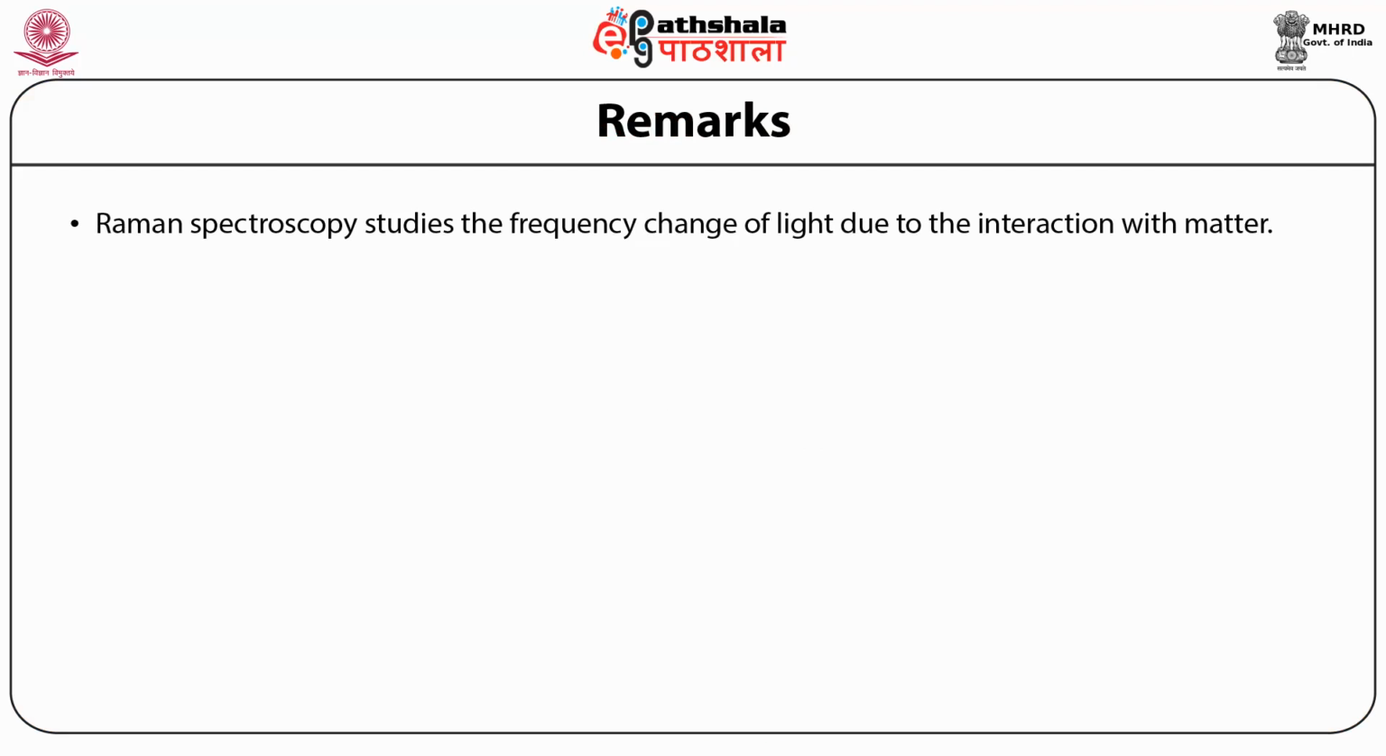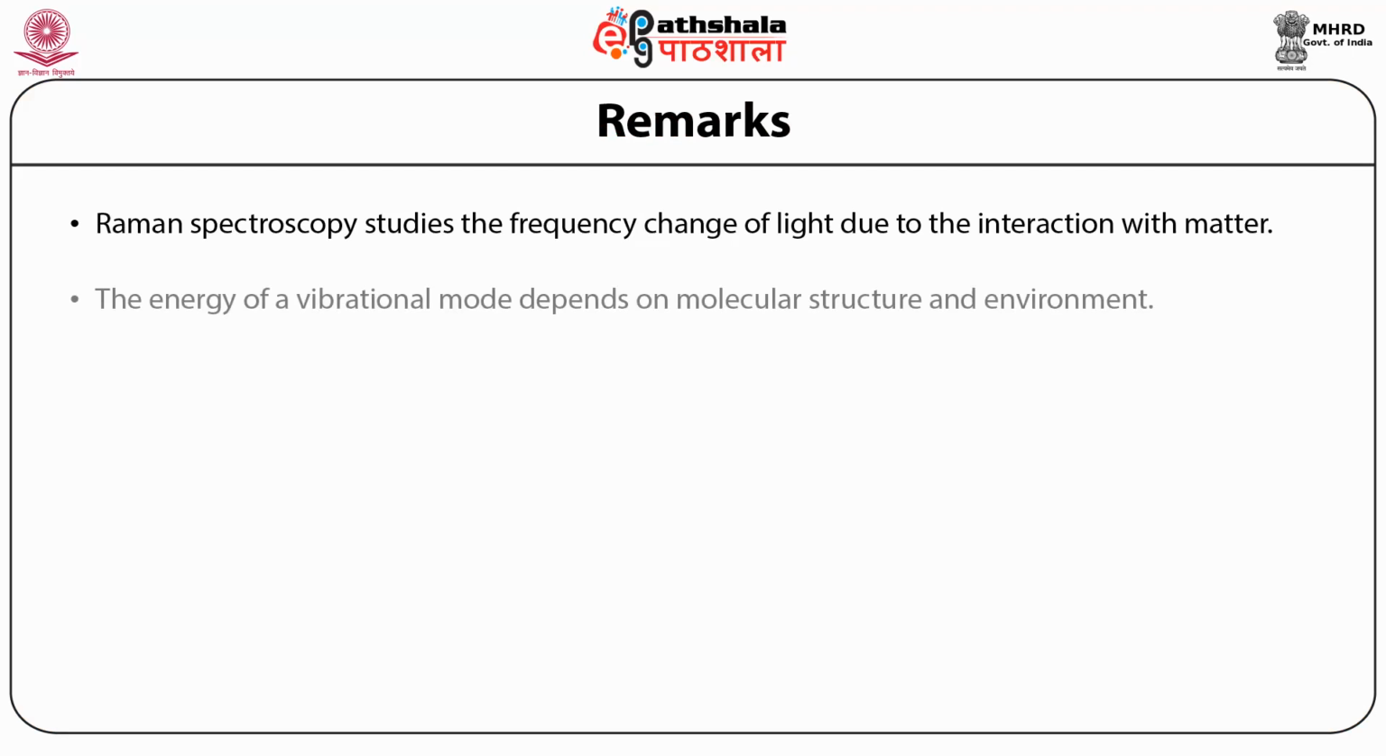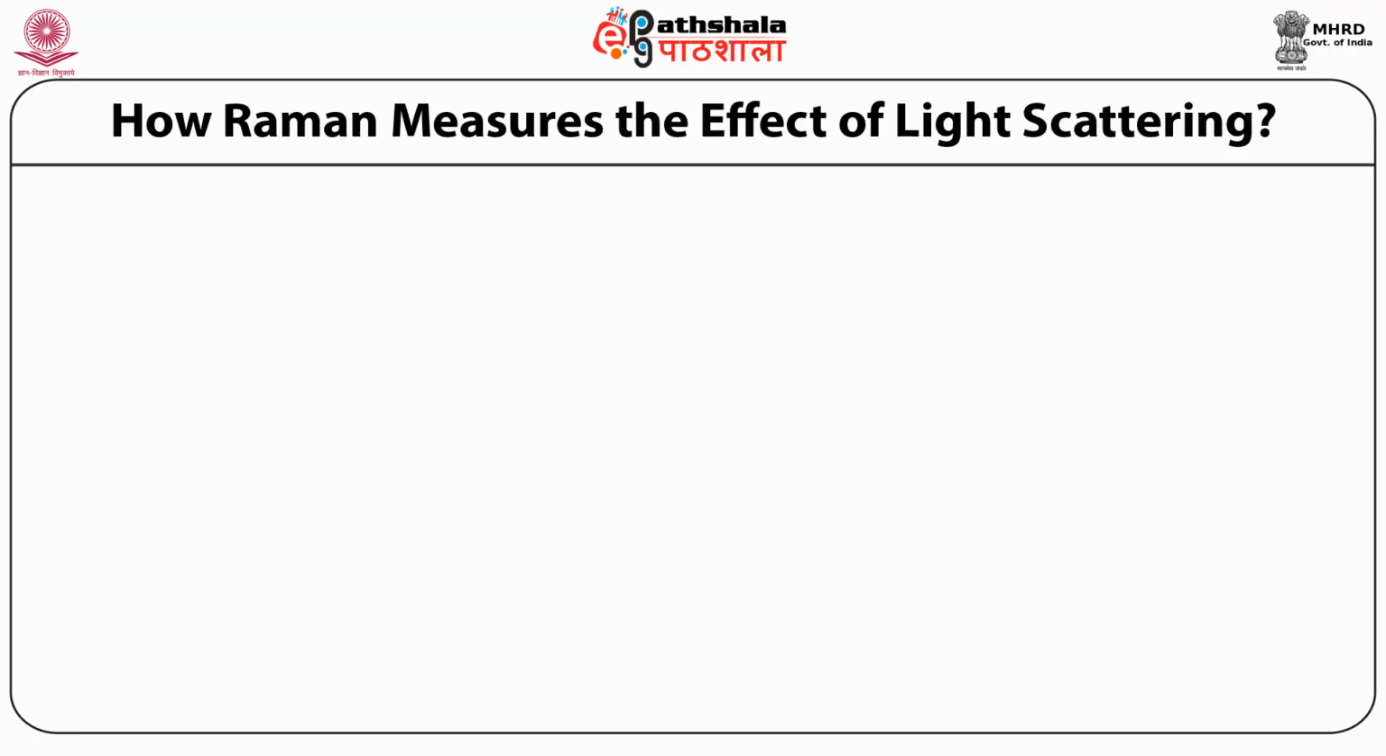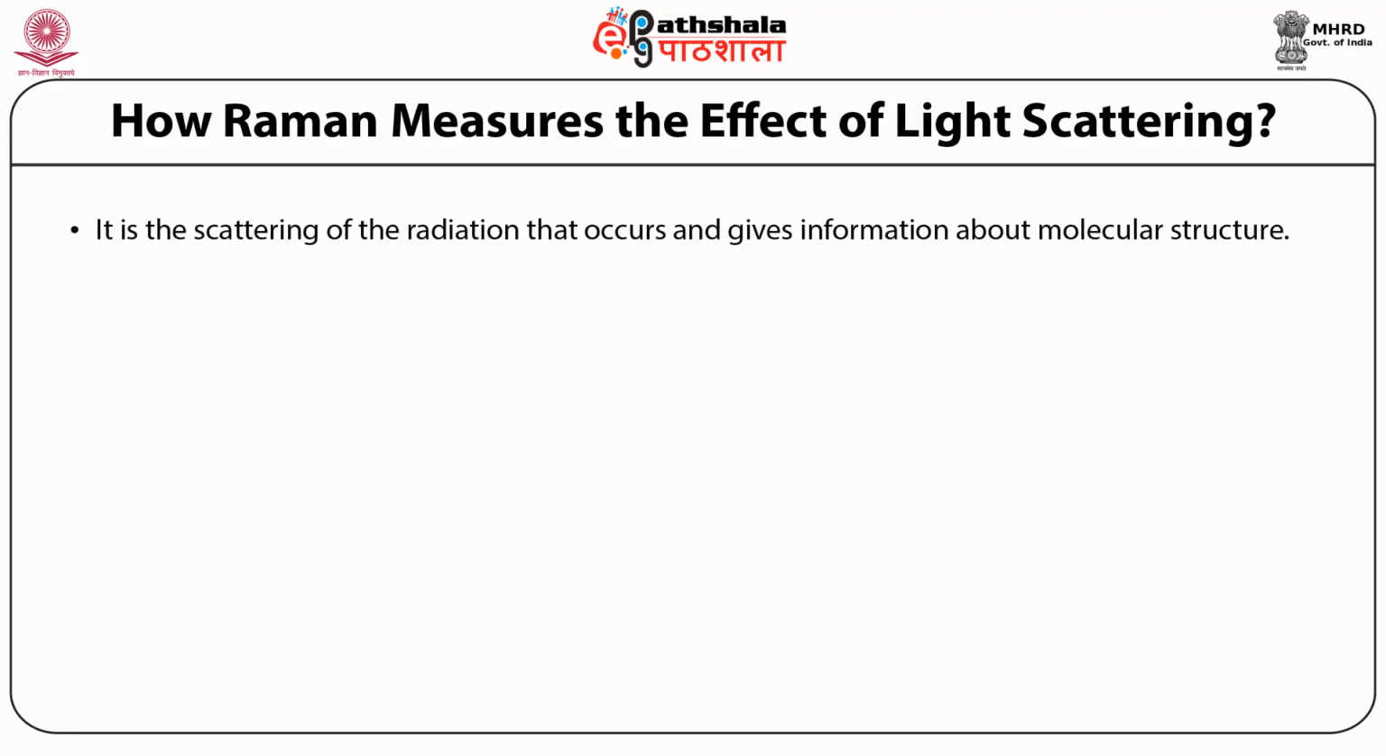Raman spectroscopy studies the frequency change of light due to the interaction with matter. The energy of a vibrational mode depends on molecular structure and environment. Raman signal is weaker than the incident light. Photons are not absorbed, and to observe Raman scattering, the molecules must be polarizable. How does Raman measure the effect of light scattering? It is the scattering of the radiation that occurs and gives information about molecular structure.